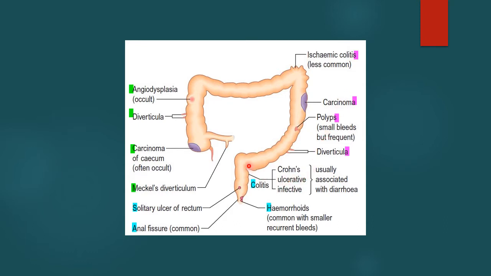Then, at the distal end of the lower GI tract, the rectum and anus, there will be acute inflammatory conditions such as Crohn's disease, which cause colitis. Colitis as a cause of bleeding. Hemorrhoids are another cause of bleeding, which is lower down further, and another condition known as the solitary rectal ulcer. Besides that, there's also the anal fissure and other lesions in the anal canal, which can cause lower GI bleeding.